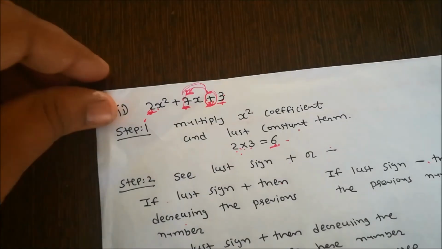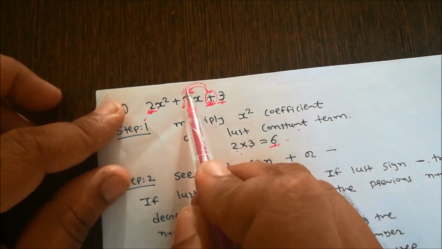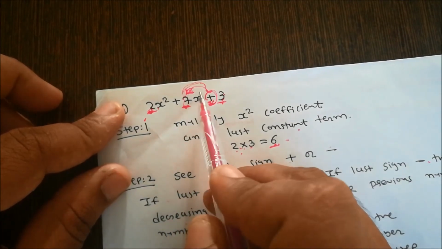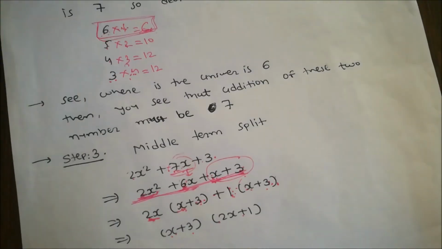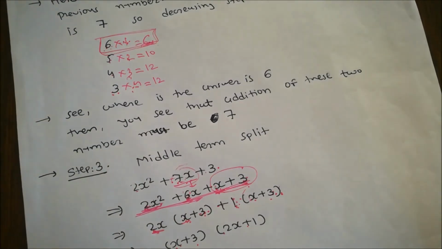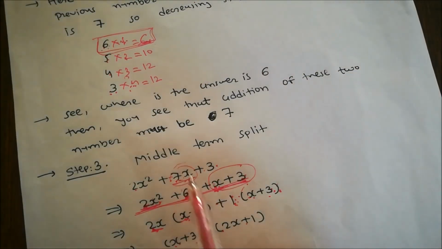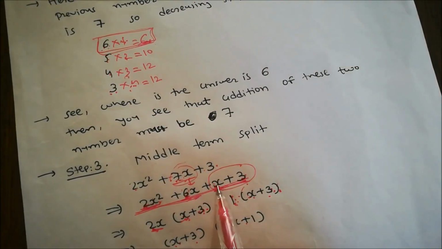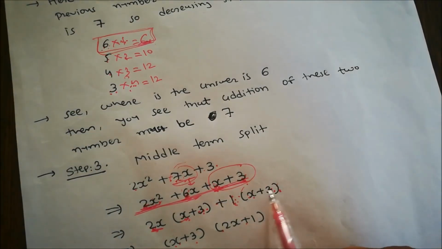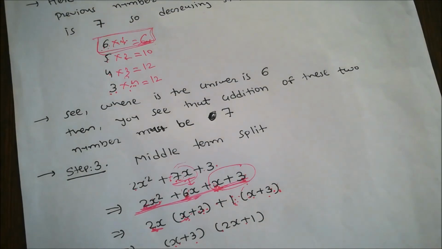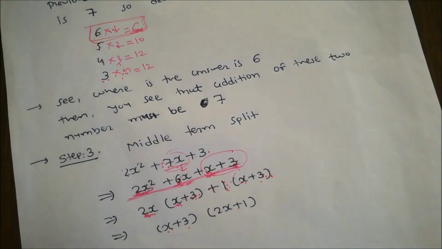So here plus sign, that's why addition of these two numbers must be equal to the middle term, that is 7. So 6 plus 1 is equal to 7. In step number 3, middle term split. So 2x square plus 7x plus 3, that is the given quadratic equation. So in place of the middle term we write 6x plus x. So 2x square plus 6x plus x plus 3. Here 2x common, so in bracket x plus 3, plus 1 common, so in bracket x plus 3. So x plus 3, 2x plus 1 is the answer.